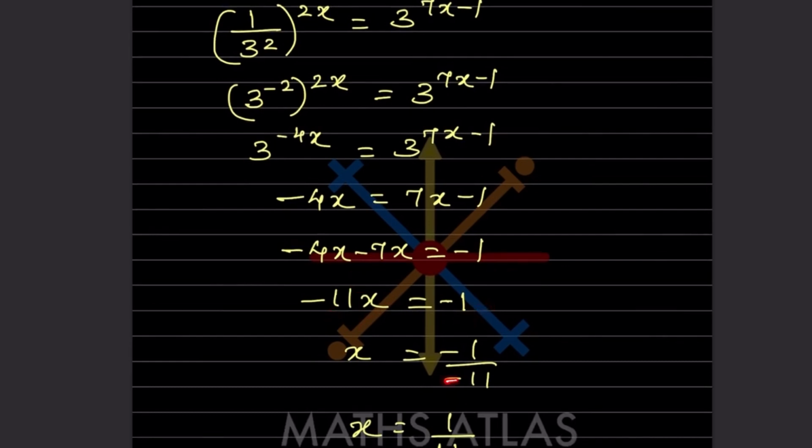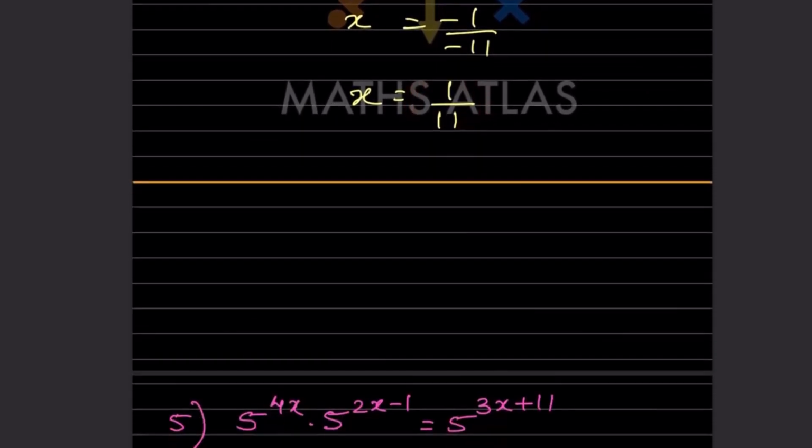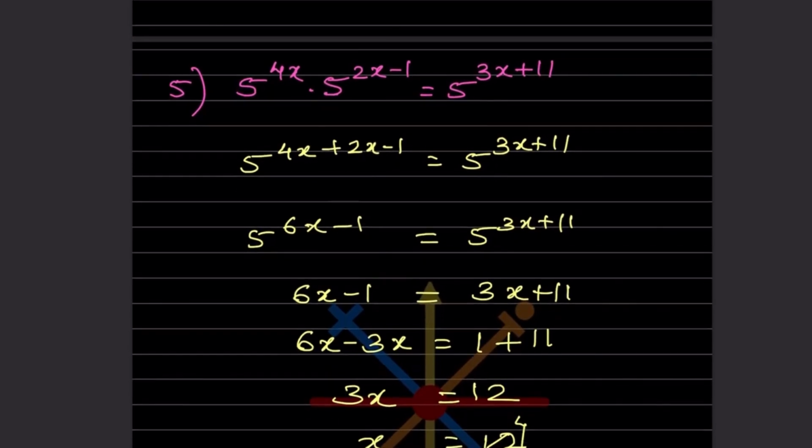So at both the places, this negative sign means it should be positive, that should be 1 by 11. Now look at this problem again. Here the dot says that it is a multiplication sign. Everywhere you can see the base is 5. So first thing, let us take this left hand side.